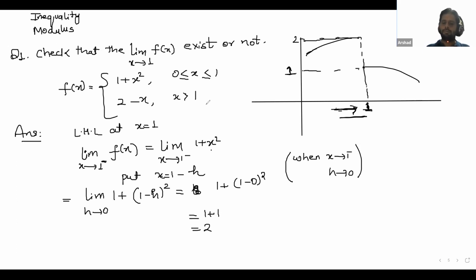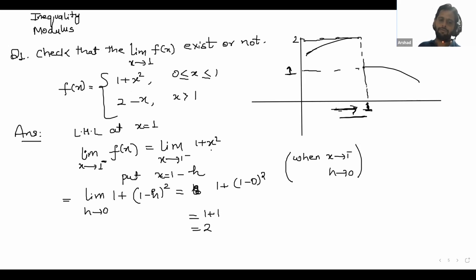So Darshan, can you tell me, from the first and the second function, which function we will use for the LHL? Darshan, which function will we use for the LHL? First one, very good. So we write limit x tends to 1 minus f(x) is equal to limit x tends to 1 minus of 1 plus x squared.